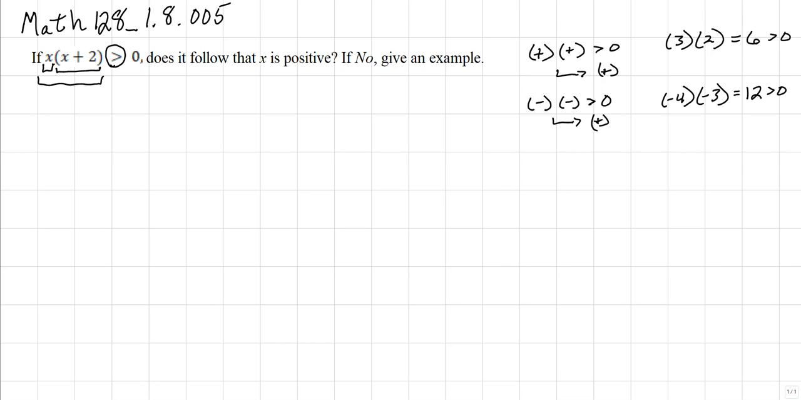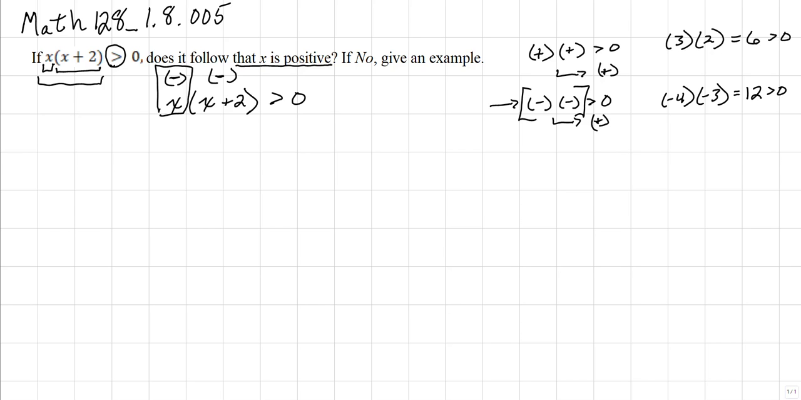But in this problem, it says, if you're given this supposition, will the value for that x be positive? Well, let's explore that for a moment. Because if I can have a negative times a negative, that means in this situation, this value could be negative and this value could be negative. Therefore, x can be negative, which is going to say that their supposition, x is positive, is false.